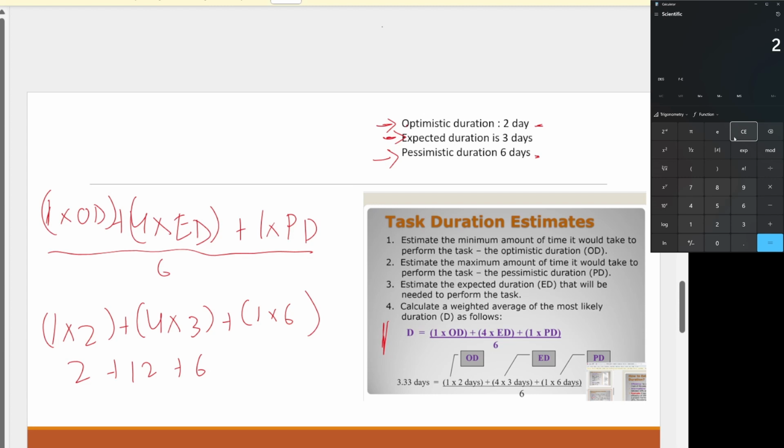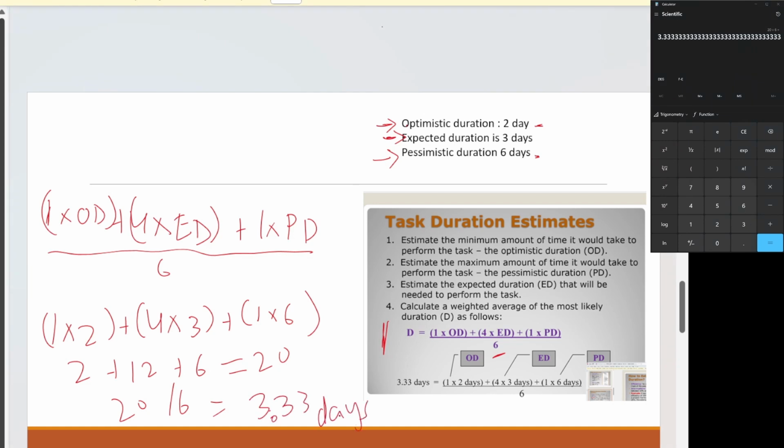2 plus 12 plus 6. This gives us 20. Now we're supposed to divide it by 6 here. So 20 divided by 6. Let's calculate it. This gives us 3.33 days. So for this, you're supposed to memorize the equation.